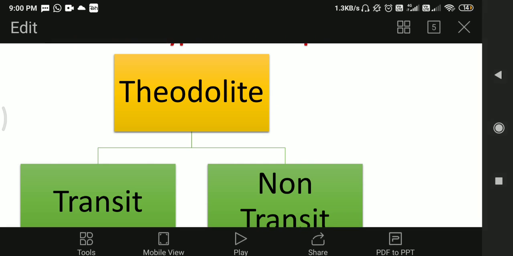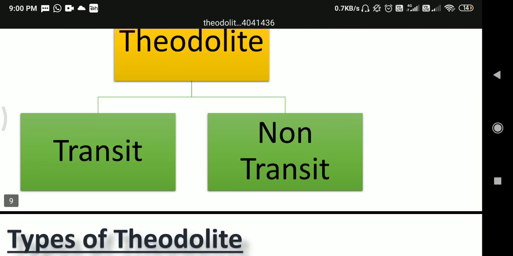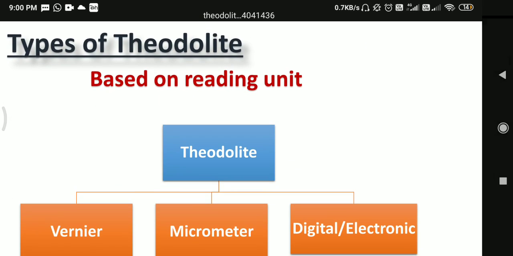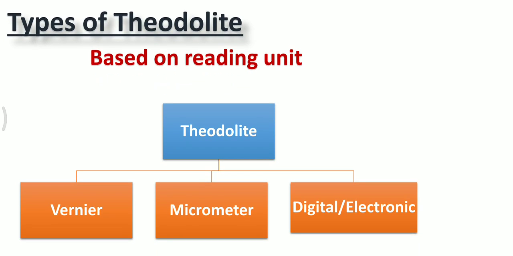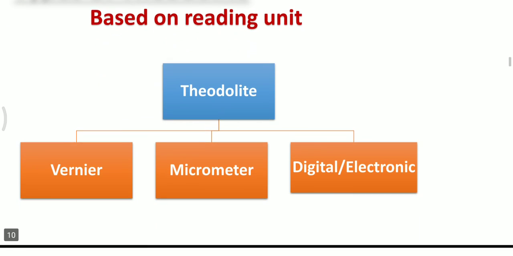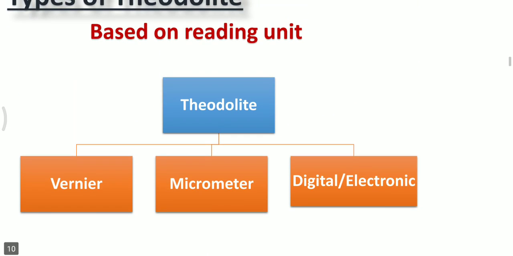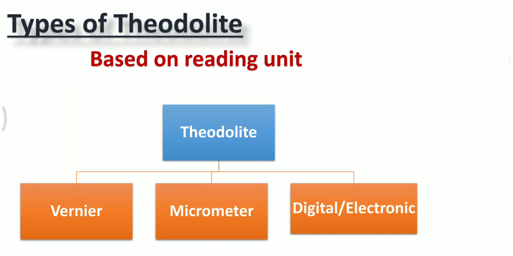Now move toward the second classification of theodolite, that is based on the reading unit. Theodolites are classified based on reading unit into three groups. First one, vernier theodolite. Second one, micrometer theodolite. And last one, digital or electronic theodolite. So we first see what is meant by vernier theodolite.